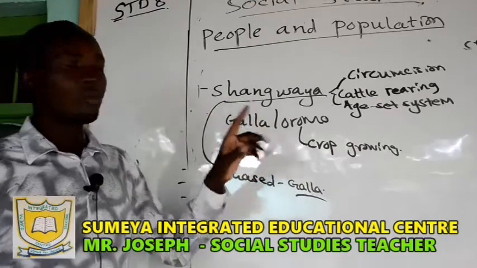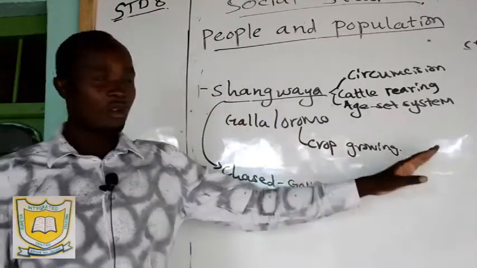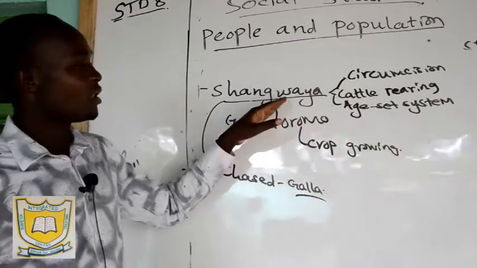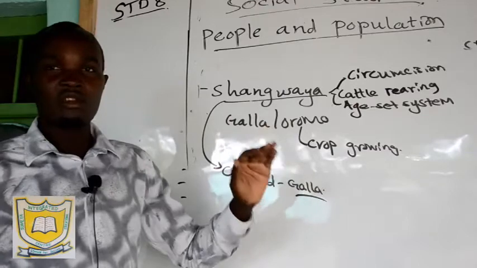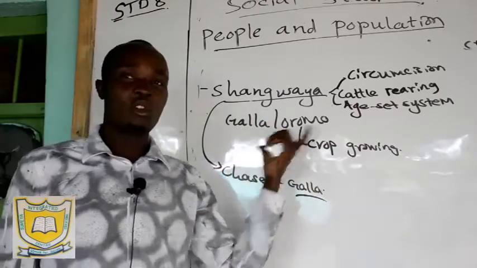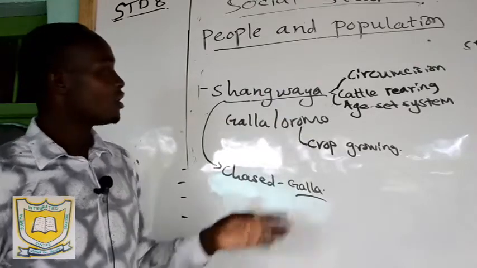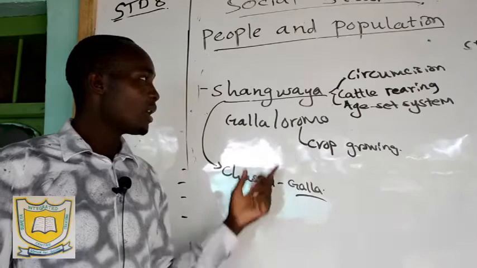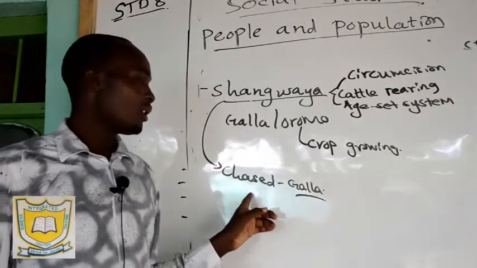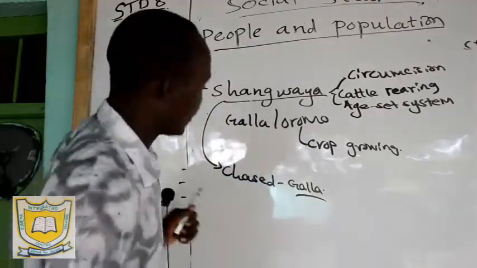So the dispersal point of the Bantu was at Shungwaya. After migration from the Congo Forest, they came and settled at a place called Shungwaya. At Shungwaya, they interacted with communities like the Gala or Oromo, who started the war. So they started fighting, and the Bantu were displaced from this place. The main reason why the Bantu moved from Shungwaya is that they were attacked by the Gala.